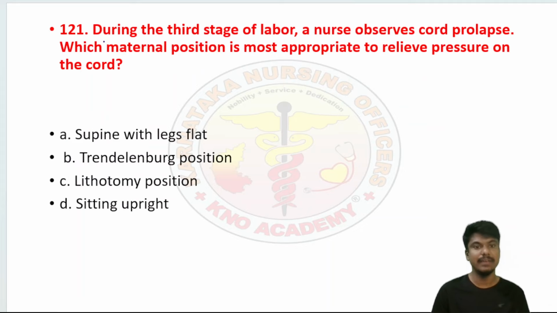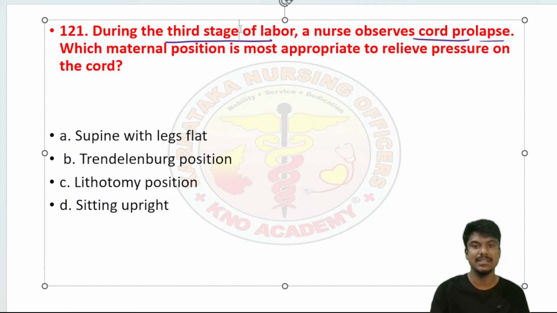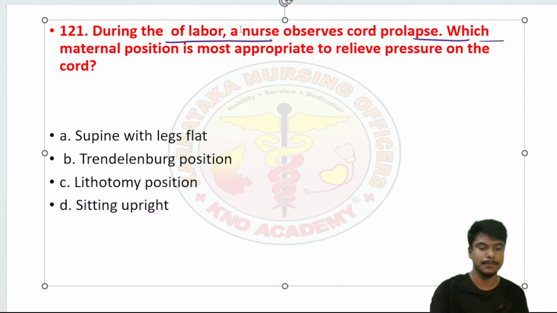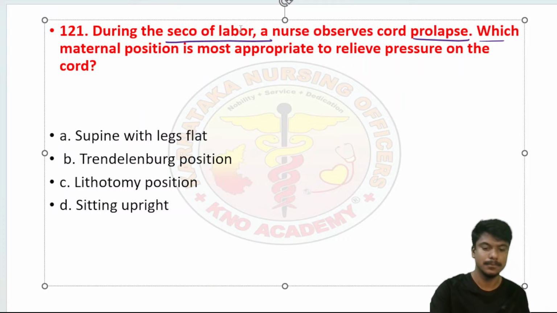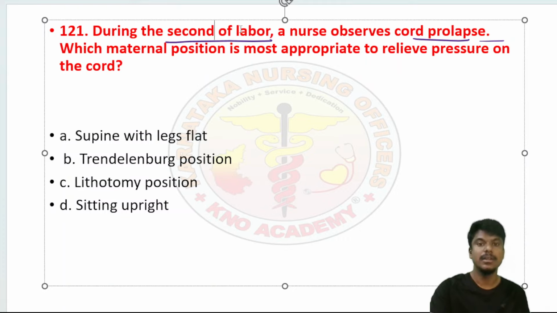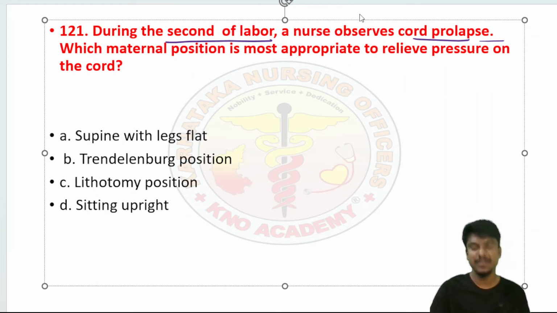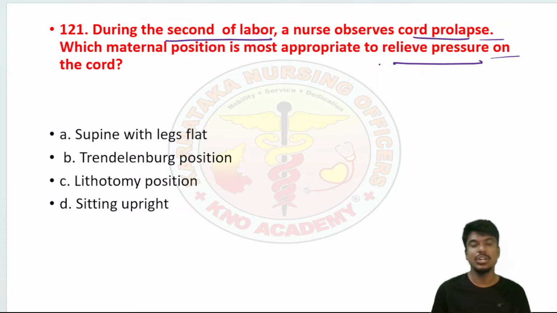Next question. During the second stage of labor, the nurse observes there is a cord prolapse. Sorry, this one is not the third stage, this one is the second stage of labor. Which maternal position is most appropriate to relieve the pressure on the cord?